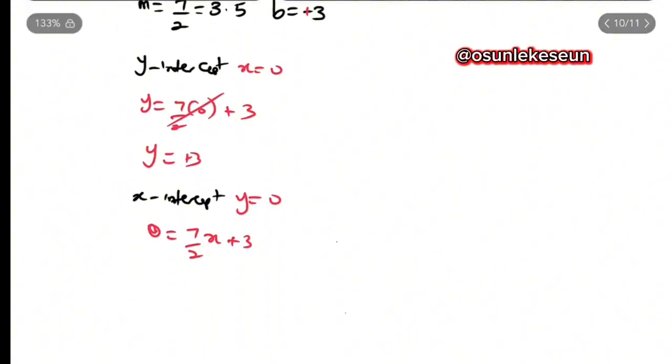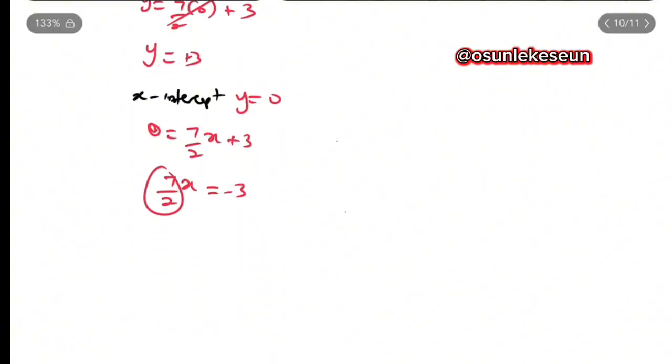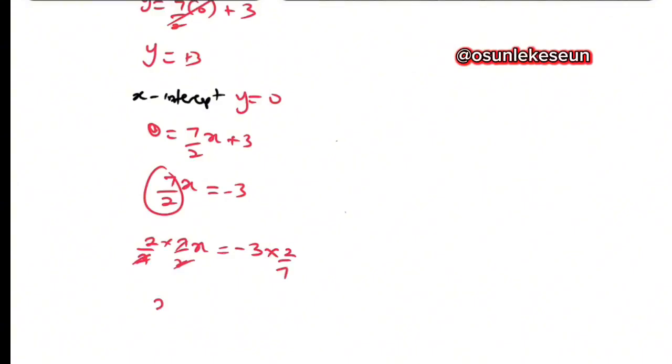So when this goes to the other side, it's going to have 7 over 2x equals to minus 3. So what do we do? If you multiply both sides by the inverse of 7 over 2, that will be 2 over 7 times 7 over 2x equals to minus 3 times 2 over 7. And this is going to give us x is minus 6 over 7. And minus 6 over 7, let's check that out.